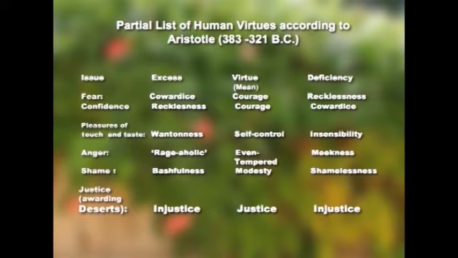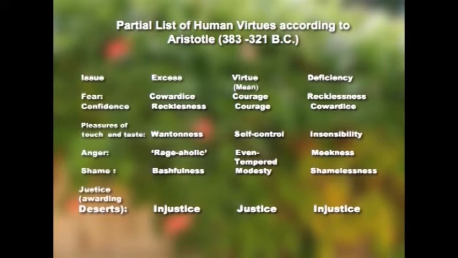Anger and shame are also thought, as you can see from the chart, to be part of the human experience. They are also subject to deficiencies and excesses. You can be too angry or not angry enough. You can also be too shameful or not shameful enough. The last virtue on the list is justice. The issue here is giving people what they deserve.